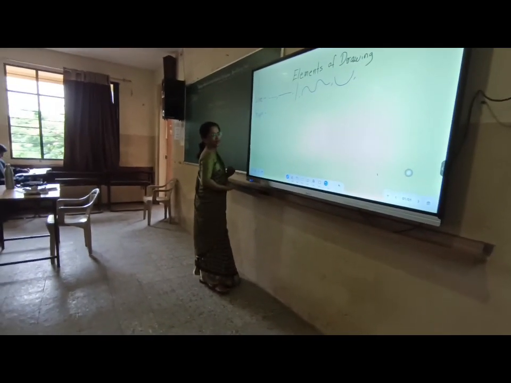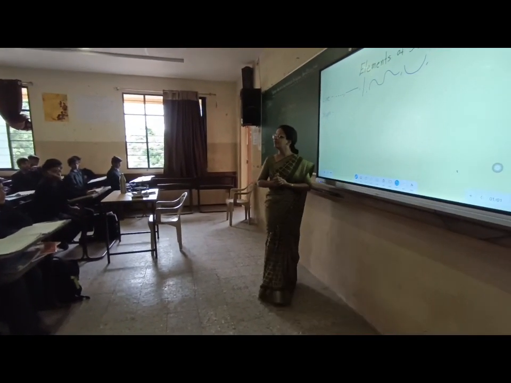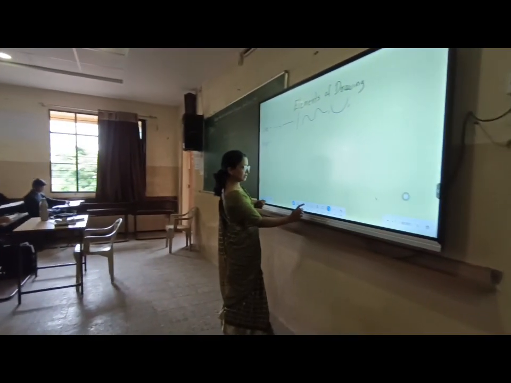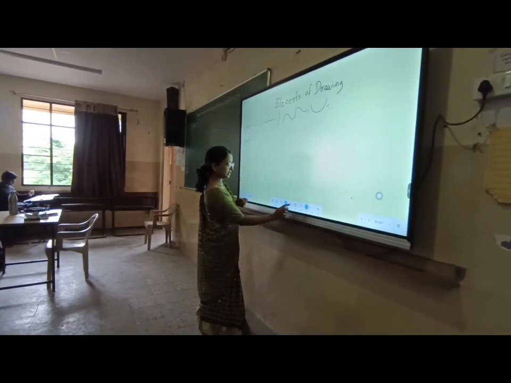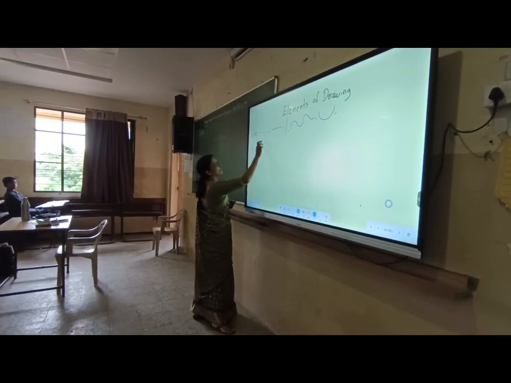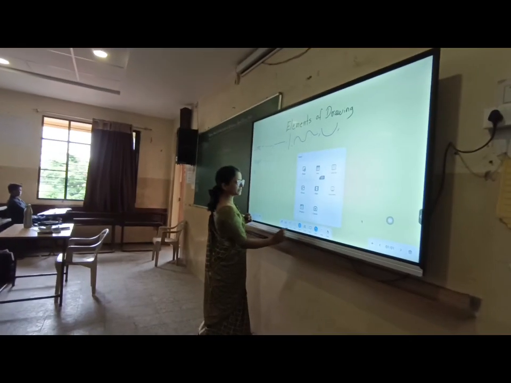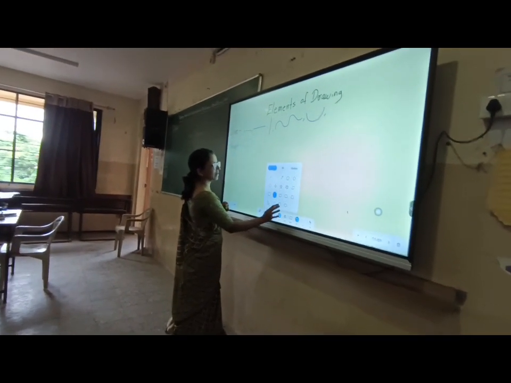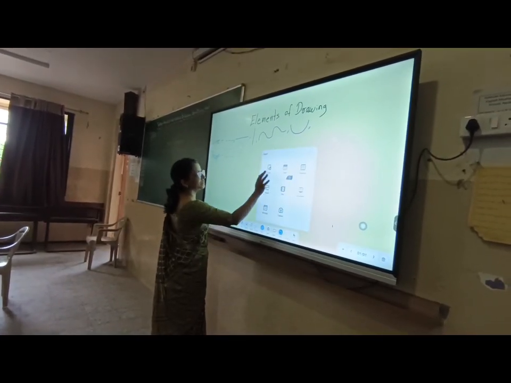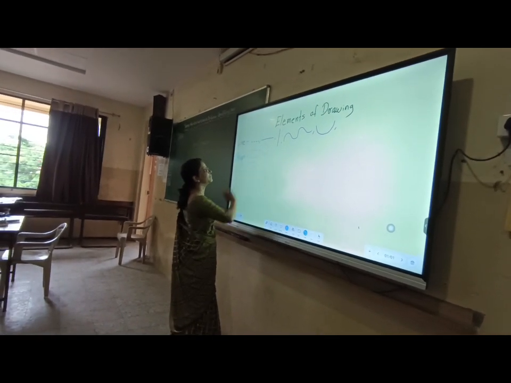So shapes. What are the different shapes? Can you tell me what shapes you know? Rectangle, square, circle. Okay. Now we will insert shapes. So rectangle, this is one shape. Another, triangle, circle. Understood? Triangle. So these are the different shapes.